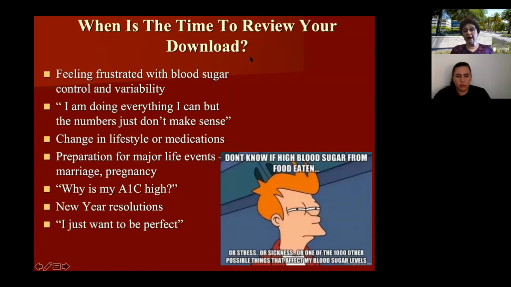So when is a good time to actually go and review the data? When you're feeling frustrated, when blood sugars are variable, when you feel like you're doing everything you can but the numbers still don't make sense, when you have a lifestyle change or a change in your medications, when you're preparing for life events like marriage and pregnancy, or when you're thinking, why is my A1C so high? Or when your blood sugar on your Dexcom or sensor doesn't look too good, or when the New Year comes and you're thinking, this year I'm going to be perfect, in your New Year resolutions. And whenever you decide you want to look at it.